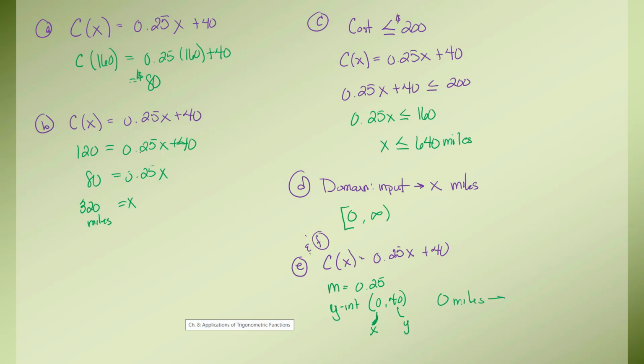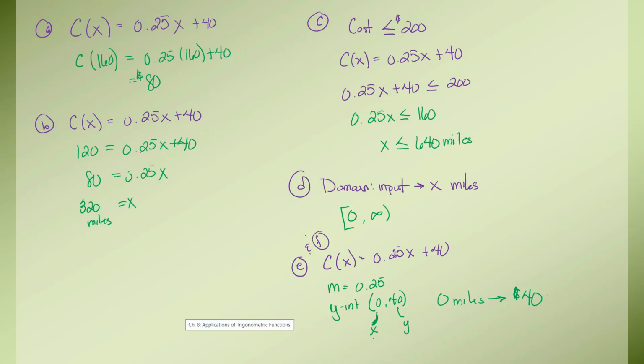So this is basically telling you that if you drove 0 miles, you're still going to get charged $40. So what that tells me, for the y-intercept at least, is that it's a $40 a day rental. Does that make sense? Because if you drive 0 miles, that's your X value, then your Y value is $40. You're going to get a $40 a day rental charge, is what this tells me.